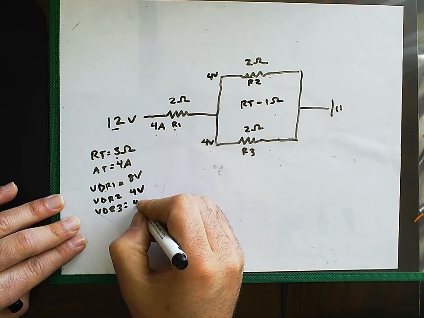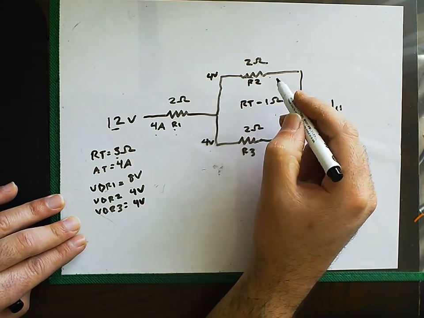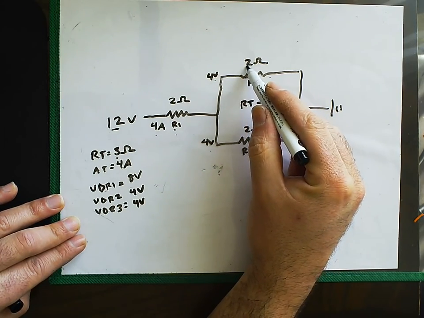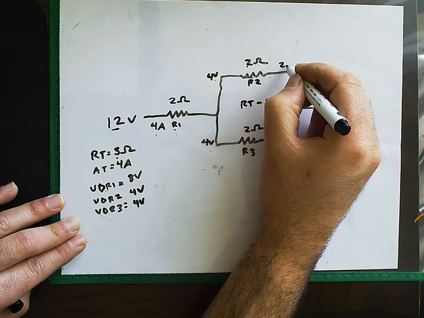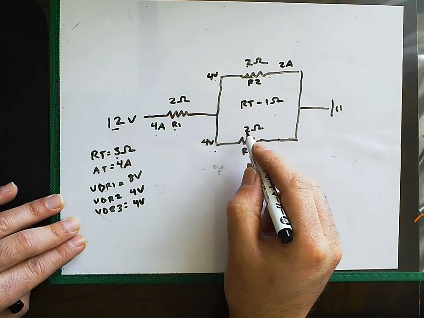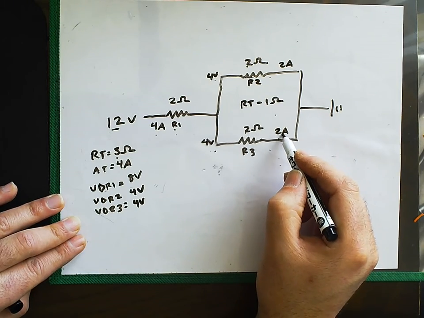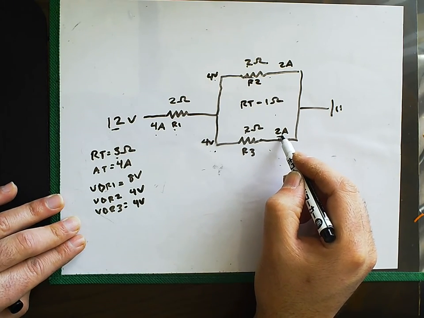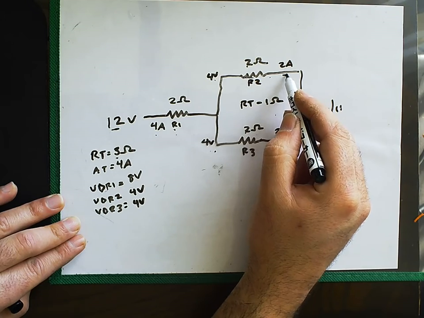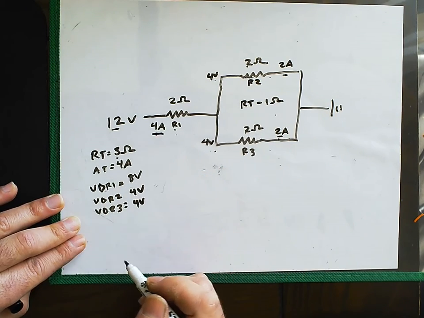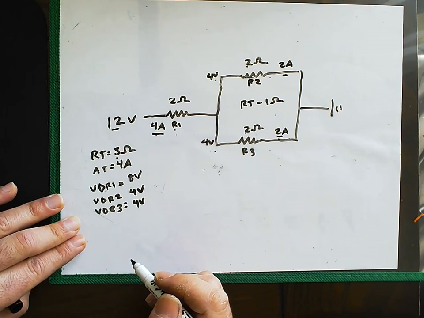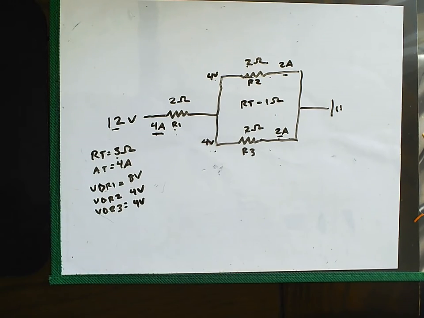So let's figure out our amperage now. Our amperage is going to be voltage divided by resistance, 2 amps, voltage divided by resistance, 2 amps. Okay, 2 amps, so the amperage from one branch plus the amperage from the next branch should equal your total amperage, 4 amps. Okay, this is how you solve a series parallel circuit.